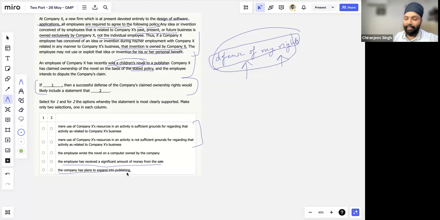The company has plans to expand into publishing. Because as I said, I was expecting it to say, if in future also they have a plan, then it owns the right. Then it can really claim that I have already stated in the policy that if you conceive of some idea that is related to my future business, then I'll own it, not you. So I thought that, okay, this makes sense. This is related to the passage. So if the company has plans to expand into publishing, then a successful defense.